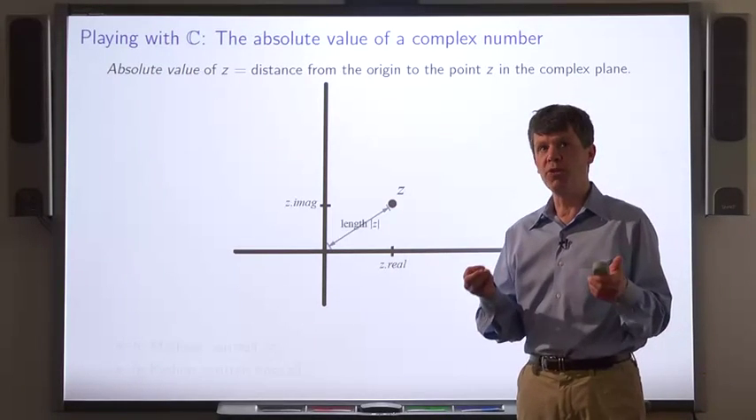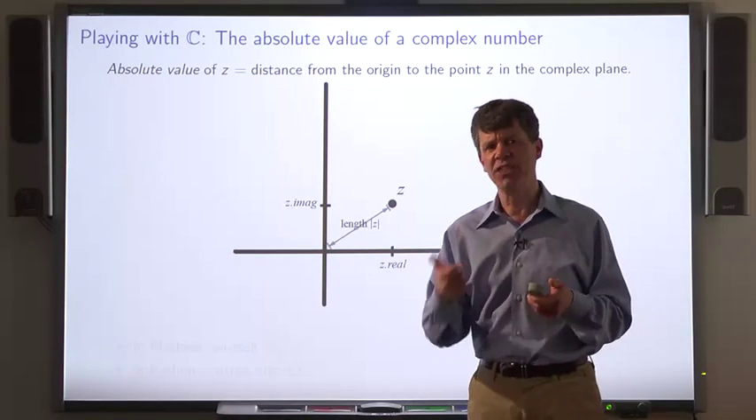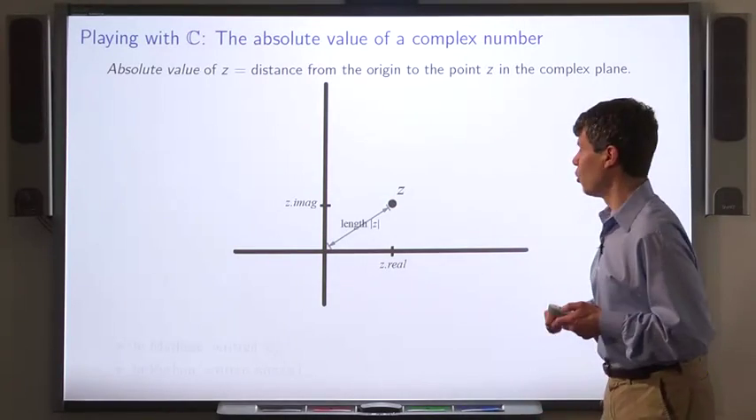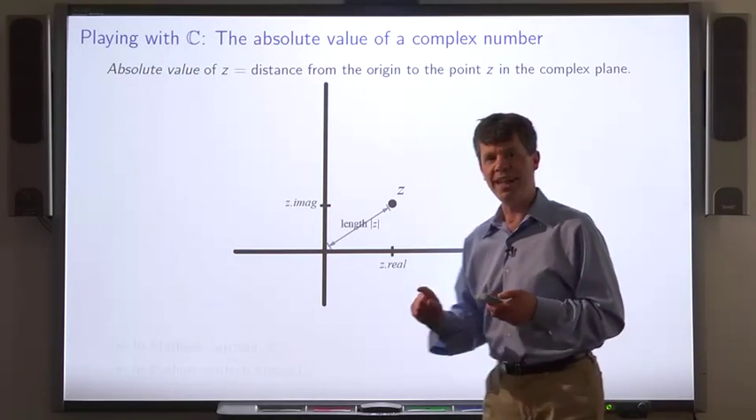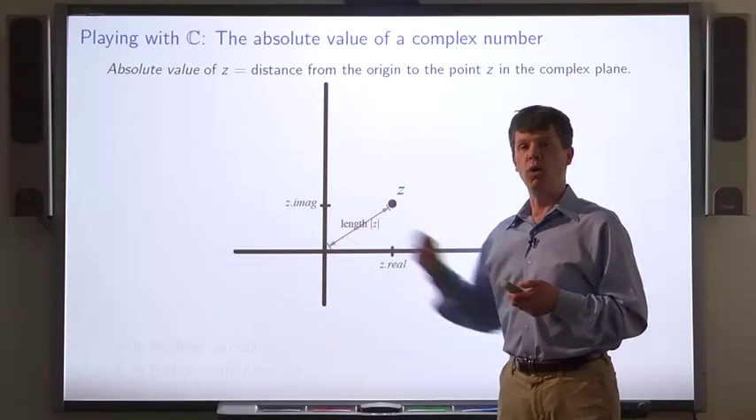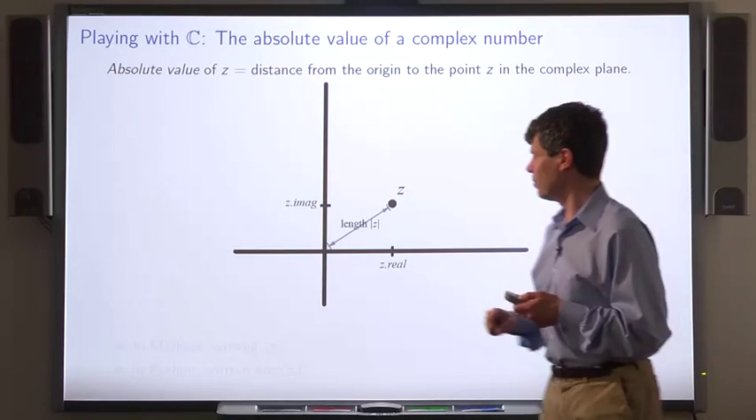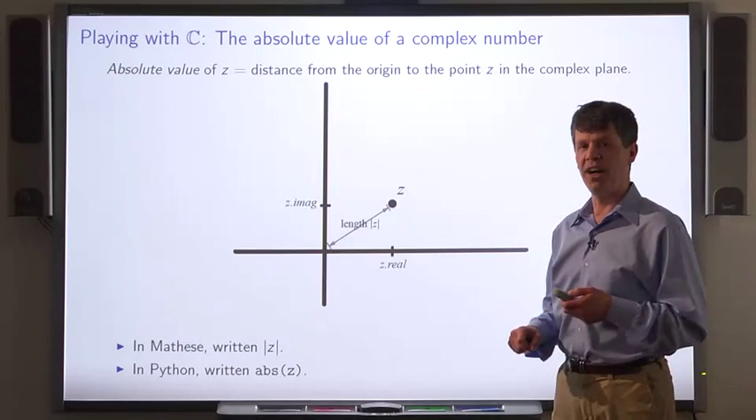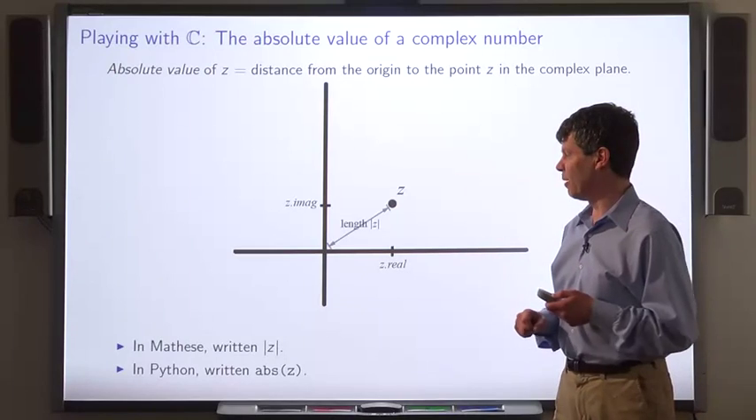Once we've interpreted complex numbers as points in the plane, we can take advantage of geometric properties like length and distance. So we define the absolute value of a complex number to be the length of the line segment between that complex number, represented as a point, and the origin. That is, it's the distance between that point and the origin. In math, we would write it with vertical bars, and in Python, the absolute value of a complex number is written abs of complex number z.